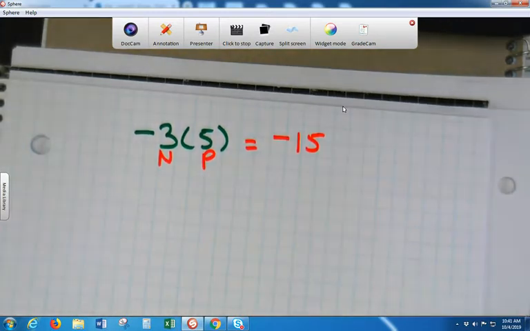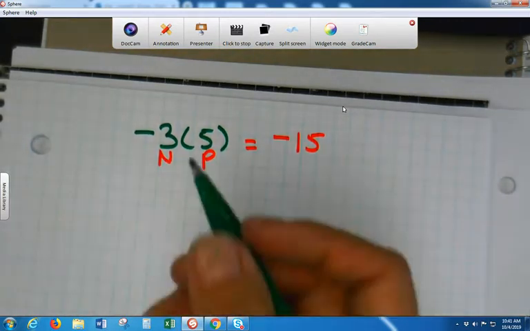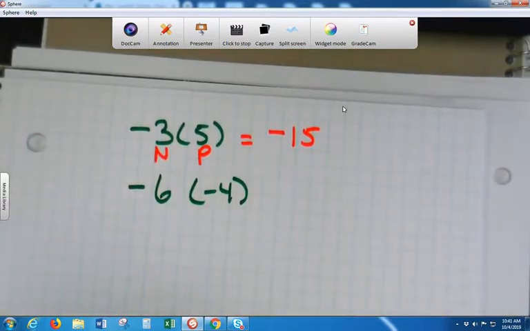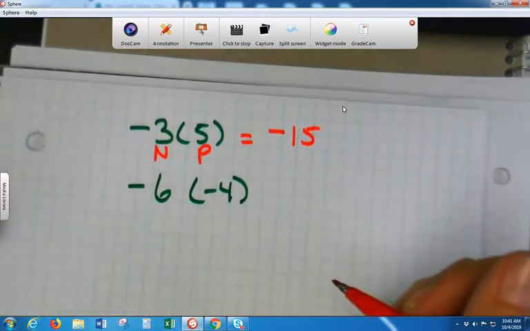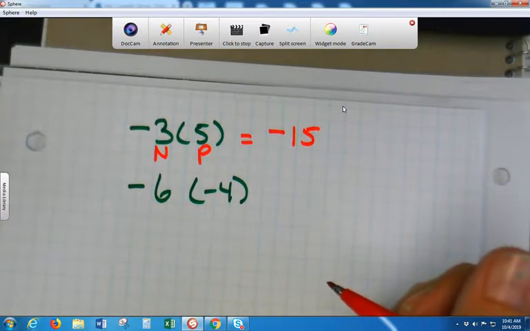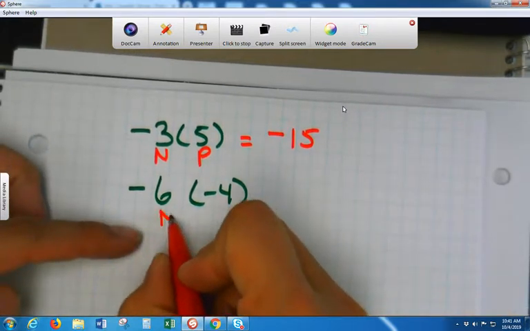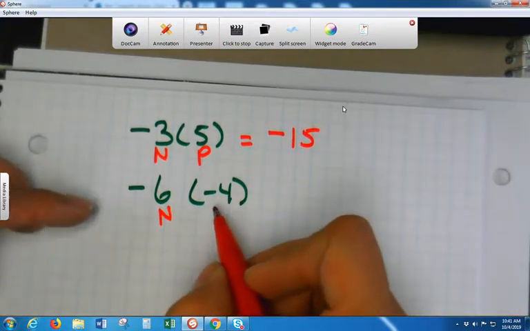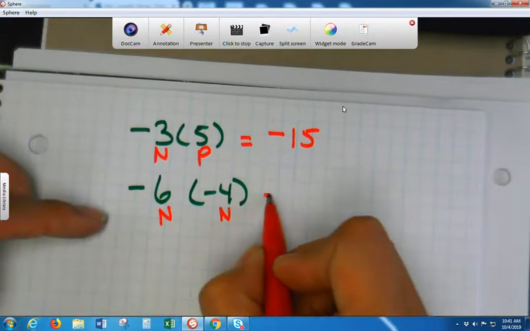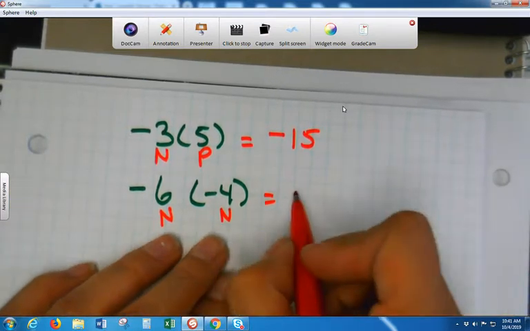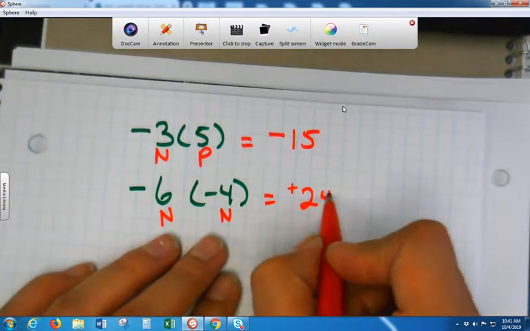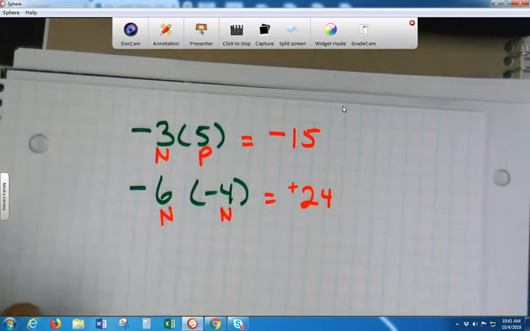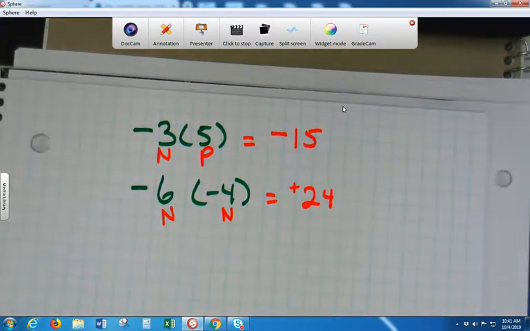Rule number 2. Negative 6 times negative 4. What kind of number is the first one? It's a negative. What's the second number? Negative. So my answer is going to be positive 24. Obviously you don't have to write the positive, but it's just to show you.